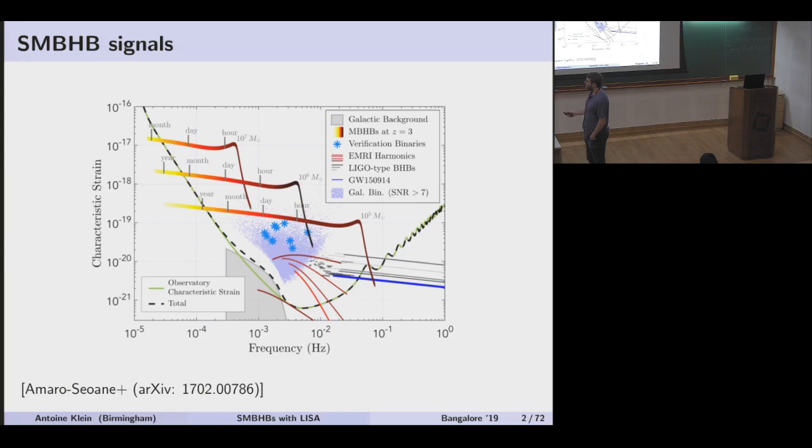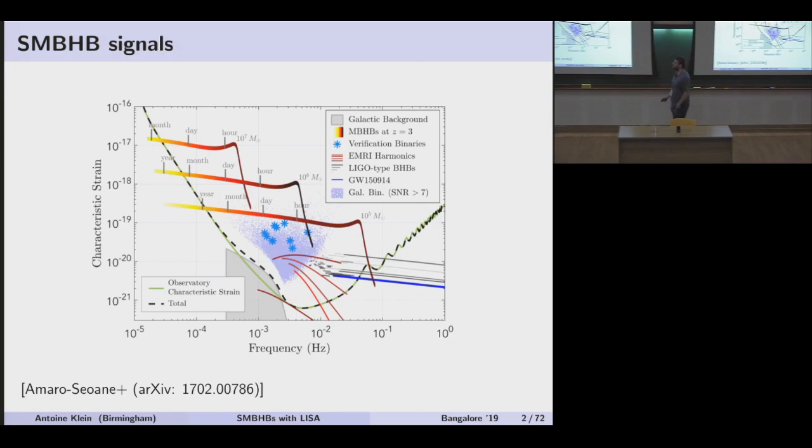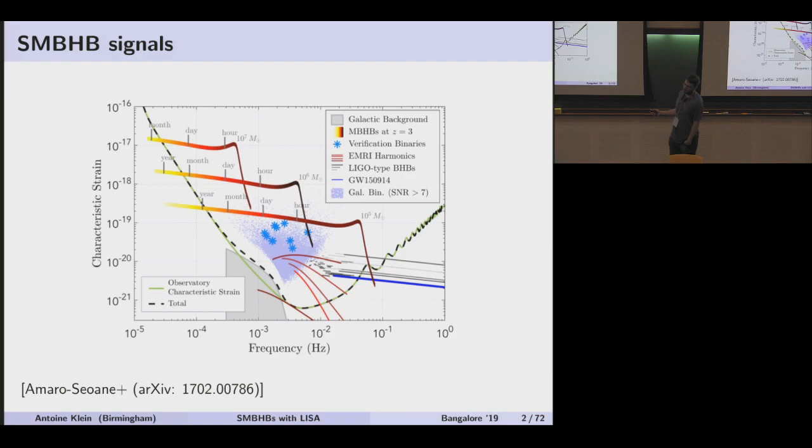I'm not 100% certain, but I think this is a 10 to the 6 solar mass central black hole with a 10 solar mass companion.